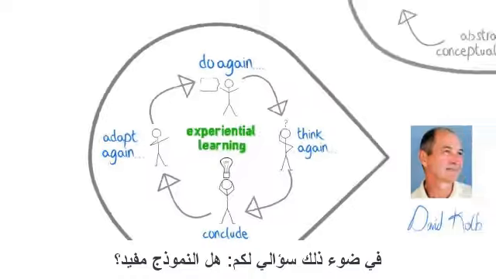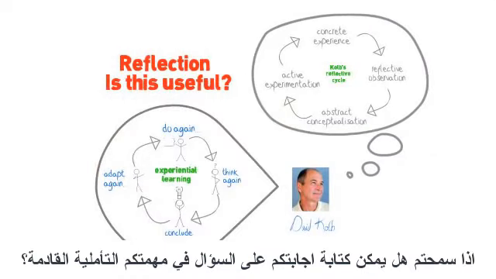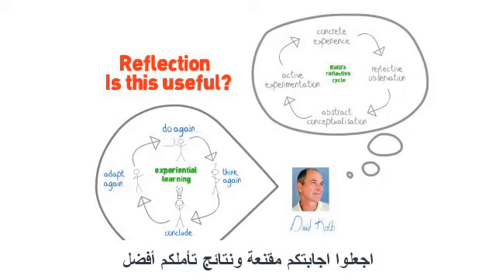Now, my question for you in light of all this is: is this model useful? Could you write it into your next reflective task? And would that make your written work more convincing and the outcomes of the reflection better in any way?